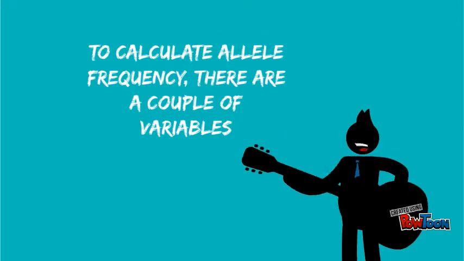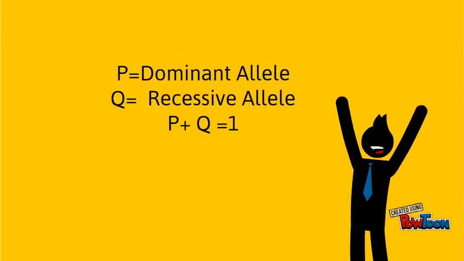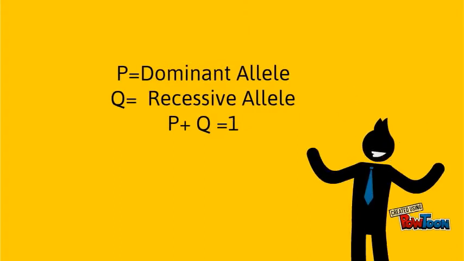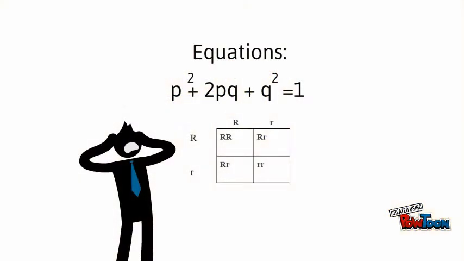To calculate allele frequency, let's discuss some variables. P represents the dominant allele, Q represents the recessive allele, and P plus Q equals 1. Because there are only two types of alleles, together they will equal 1. The standard equation for the Hardy-Weinberg principle is P squared plus 2PQ plus Q squared equals 1.